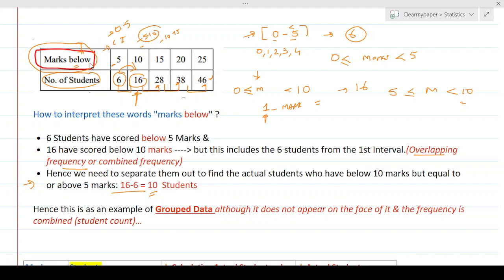There are 2 tricks. One, what is circled, marks below. If you focus on this, based on this you will have to define the class interval, meaning that you have to convert the problem that looks ungrouped into group format. That's the first trick. Okay, and because of this very wording, the number of students, the frequency, also needs to be recalculated. We will drop the combined or overlapping frequency. We need to calculate the actual frequency, which is not appearing over here, by subtracting. That's what we need to calculate, and that's the trick.